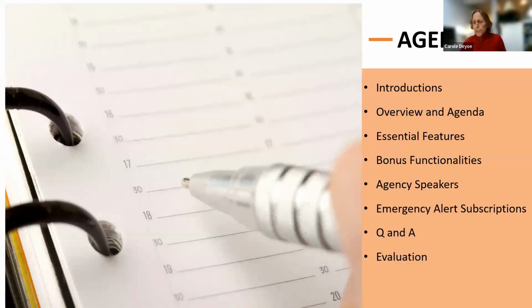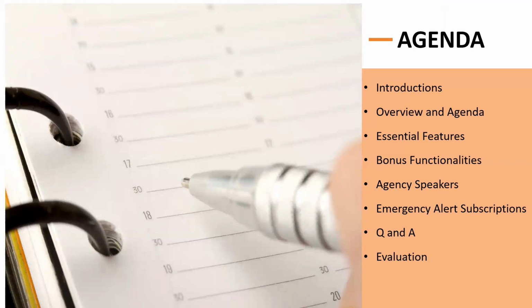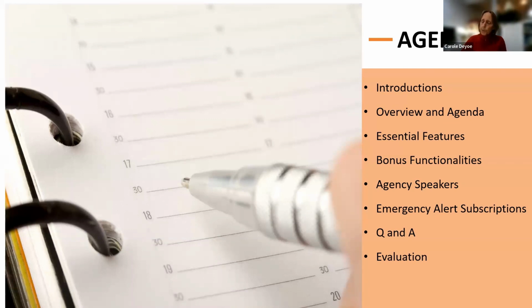So real quick, here's our agenda for today. We're going to go through some introductions, some housekeeping notes. I'll give you an overview of mass notification systems. We'll talk about essential features that you want to look for if you're shopping around for one of these systems. We'll talk about bonus functionalities. What are the little bells and whistles that you can get in these systems. And then I'm thrilled to have 3 speakers from home care agencies that are going to speak to us about their experience with the system that they use. We'll talk for a minute about some emergency alert subscriptions you can get. We'll leave some time for Q&A, and then we'll talk about the all-important evaluation so that we can figure out what we did right and what we can do better.